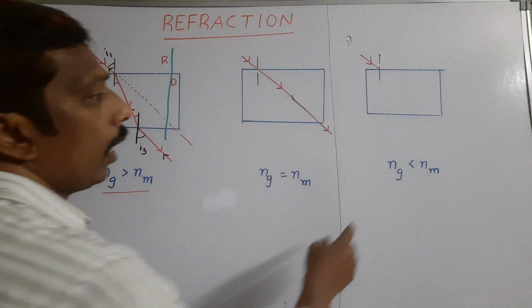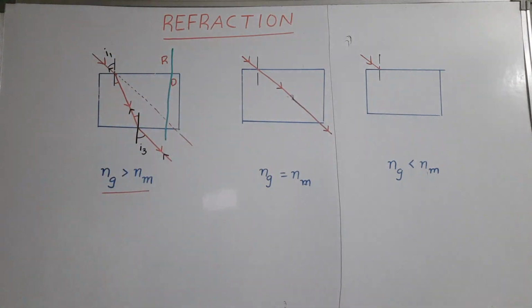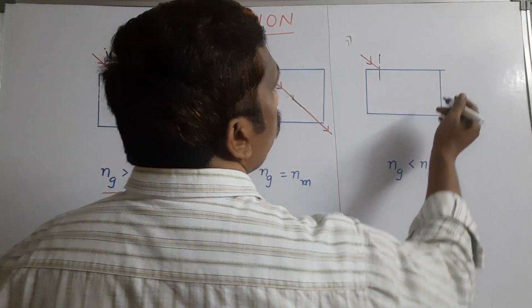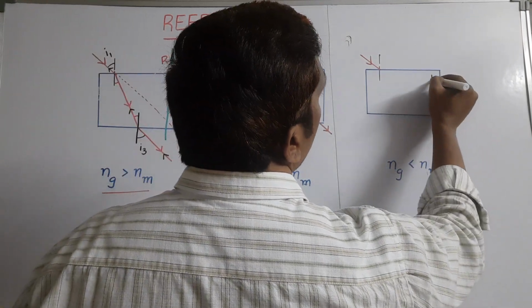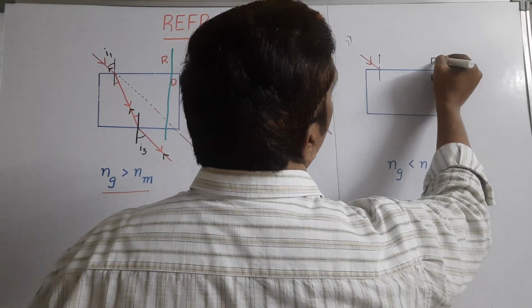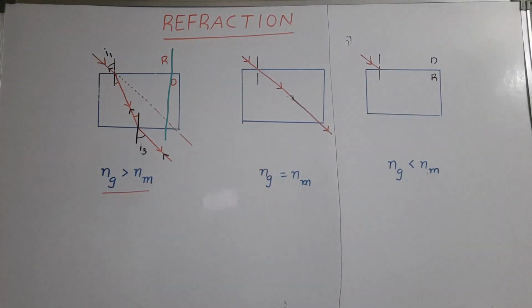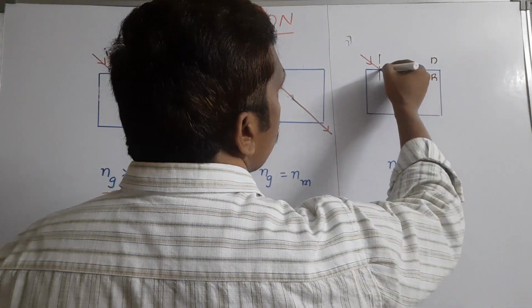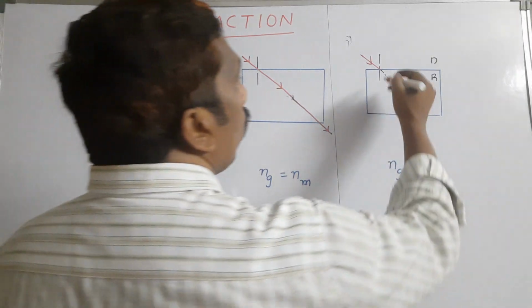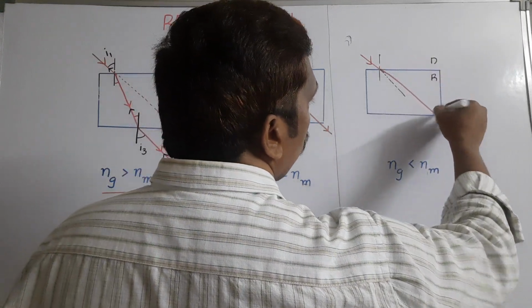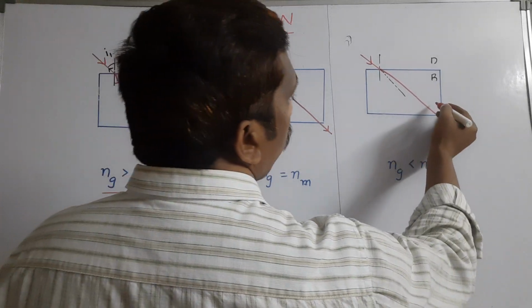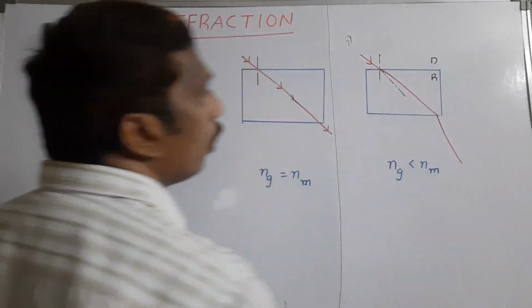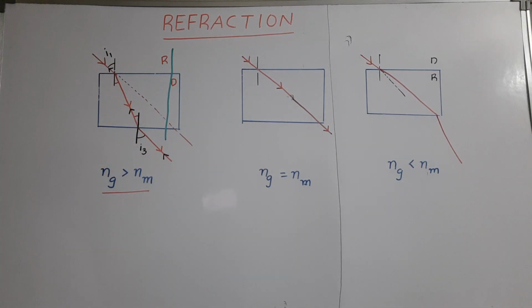In the third case, the refractive index of glass is less than the refractive index of the medium. Glass is less, that means glass acts as a rarer medium and this one acts as a denser medium. Light ray travels from denser medium to rarer medium, it bends away from the normal. So this is the original path, but it deviates like this. Again what happened? Rarer medium to denser medium, again it bends toward the normal. So in this way, the light ray deviates depending on the mediums.